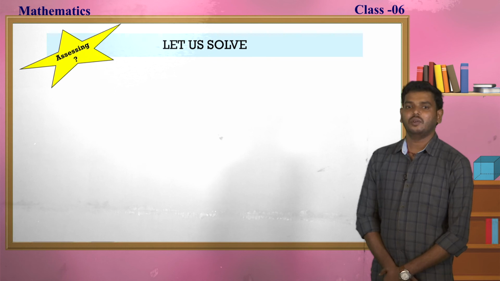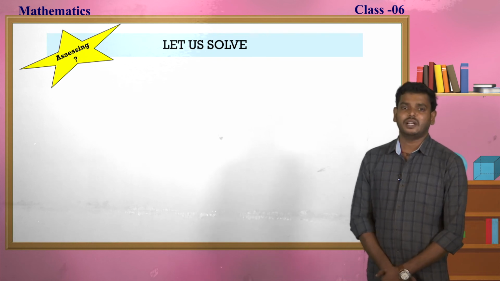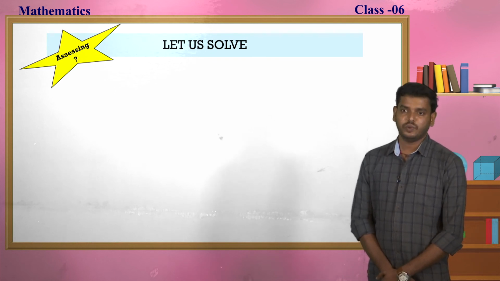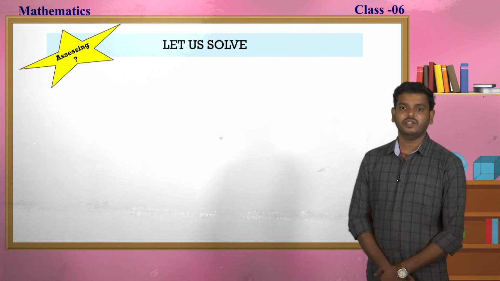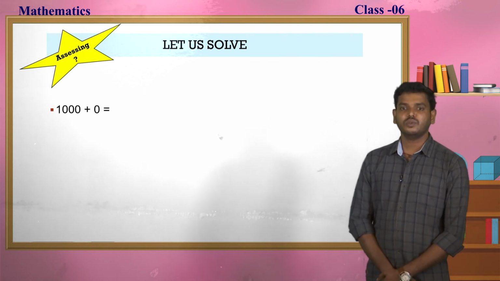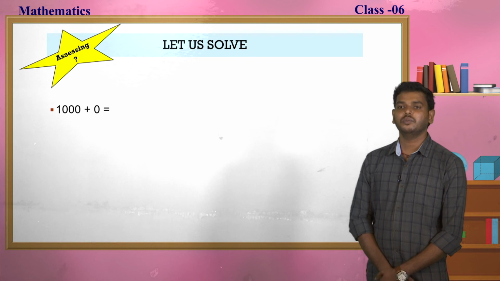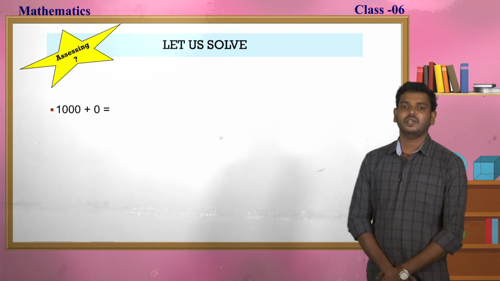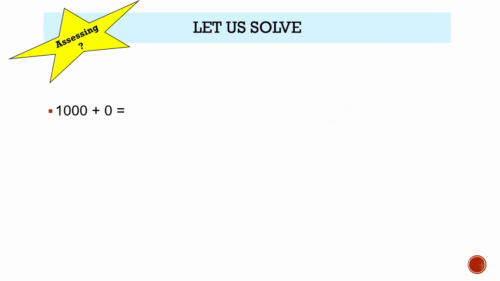Okay. Now we will come to the assessing part. Let us solve a few questions based on what we have discussed. First question, 1000 plus 0 is equal to, yes, your answer is correct, children, because 0 is the additive identity. Hence, your answer is 1000 itself. 1000 into 1 is equal to, yes, 1 is called the multiplicative identity. Hence, your answer will be 1000 itself.